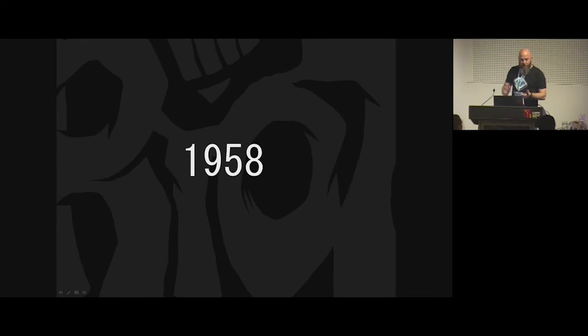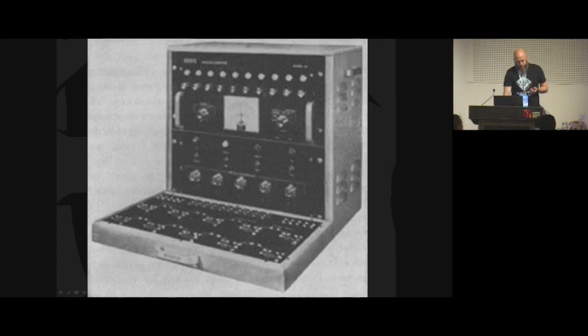1958. Lisp was invented. Fortran was invented the year before, and the microchip was invented. Then, in 1958, there was a physicist called William Higinbotham. He worked on the Manhattan Project. And after that, he worked in a lab where they were trying to find peaceful uses for the technology that they'd developed for the war.